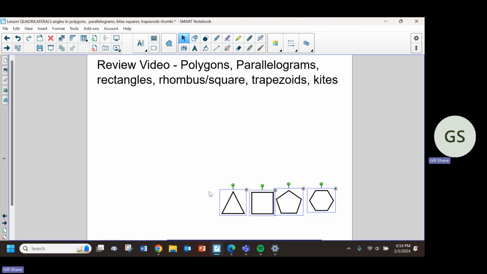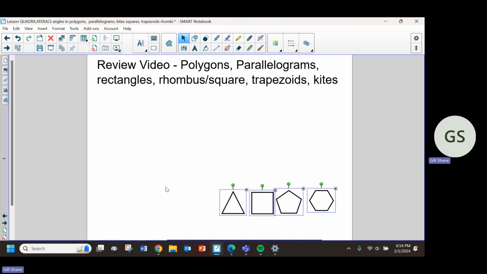So I said I would do a review video of everything. I'm just going to go over every quiz that's still available. Angles and polygons, parallelograms, proving and solving. Then I think we went to, well, rectangles was on one of those, and then rhombus, square. I'm not going to do trapezoids and kites yet since I just gave you guys the quiz today.